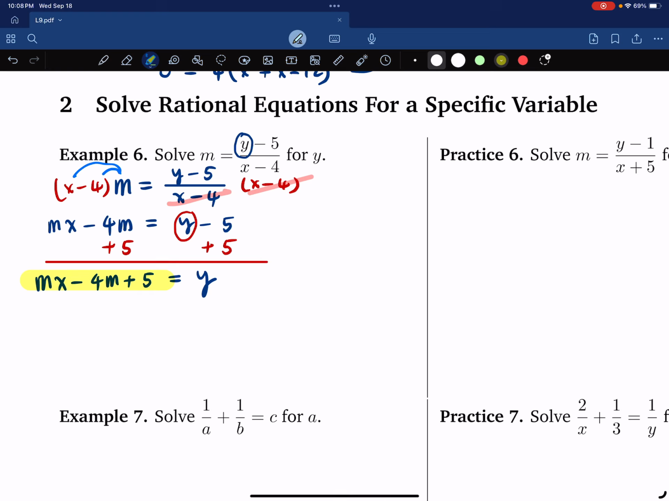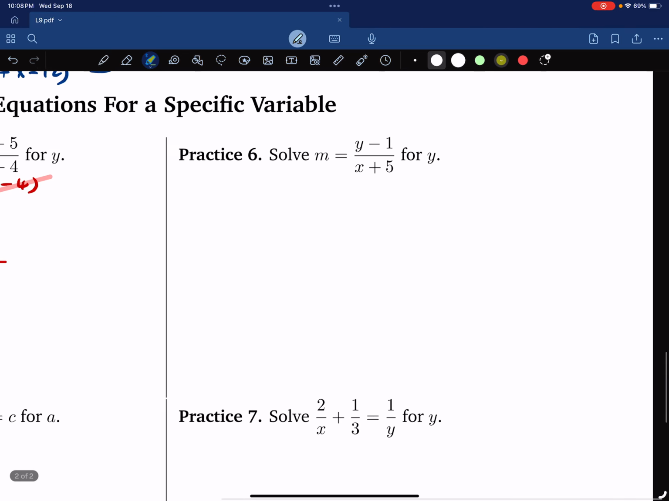We successfully isolated y, which is equivalent to solving this equation for y. And the ones that I highlighted right here, this is an algebraic expression. It's not a numerical number. We don't know the value of m, we don't know the value of x, but it's fine. We have an expression for y. That's the solution.